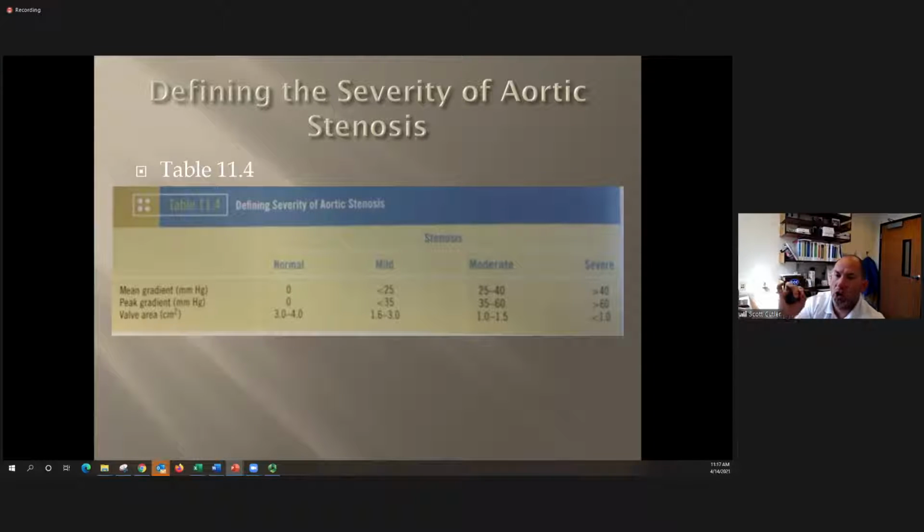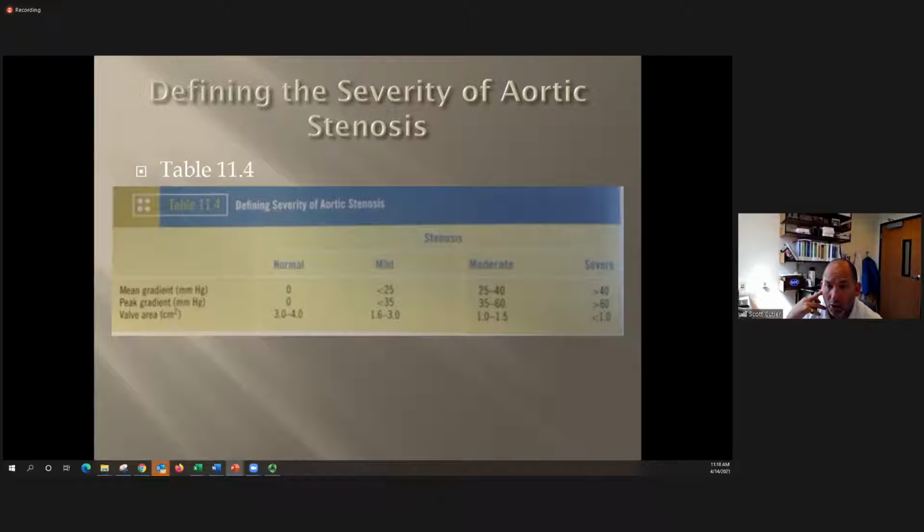So again, the thing I always want reported is the valve area. You can see the normal valve is between 3 and 4 square centimeters is our units. Mild is going to be 1.6 to 3, moderate and severe, etc. What I really like you to know as students is the normal values, and when it becomes severe. In mild, we're usually just following it. Moderate, we're usually just following it, and you usually have charts and tables and stuff like that that help differentiate in your lab.